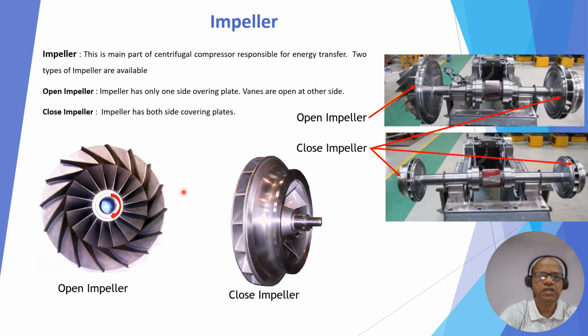So broadly two types of impellers are available in the industry. One is the open impeller, another is the closed impeller. In an open impeller, we have only one shroud, the other side is open. In a closed impeller, we have both sides shrouded. I mean, both ends shrouded. It is a closed impeller.